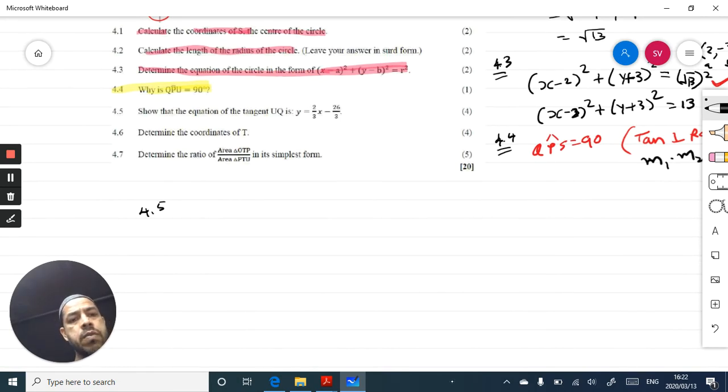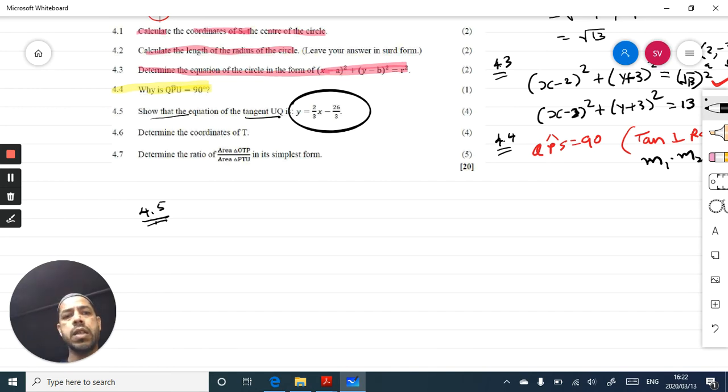So if I start with 4.5, reading 4.5 says show that the equation of the tangent UQ is y equals 2 over 3 x minus 26 over 3. Basically they are asking me to calculate the equation of this tangent, and they are telling me it should look like that. Remember, they are asking me to prove this one. I cannot use it as a start of the question.